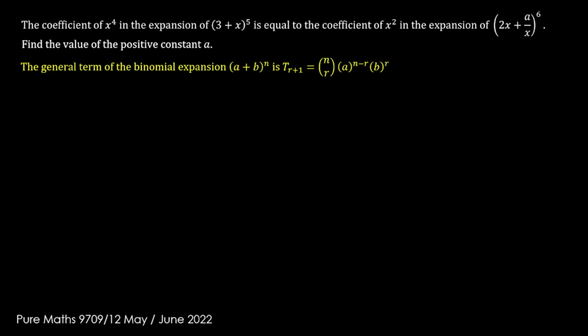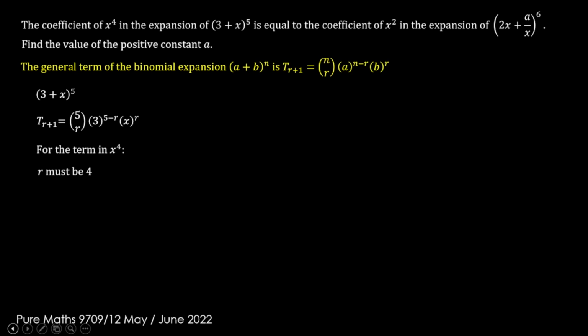What we need is the general term of a binomial expansion (a + b)^n. That is, T_(r+1) is nCr, a^(n-r), b^r. Let's look at our first binomial. We have (3 + x)^5, and we want the coefficient of x^4. Let's use our general term. T_(r+1) equals 5Cr, 3^(5-r), x^r. So in this case, a is the 3 and b is x.